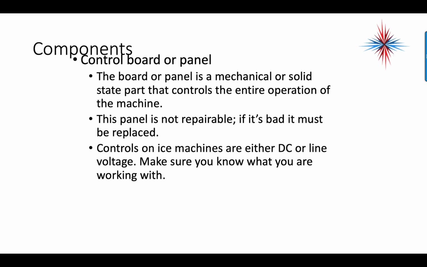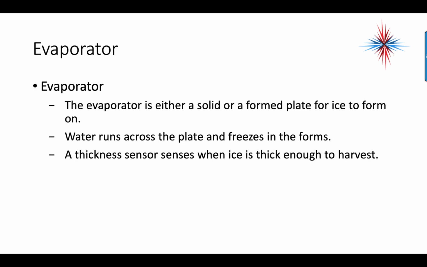We'll usually have a control board or a control panel. The board or panel is a mechanical or solid-state part that controls the entire operation of the machine. The panel is not repairable. If it's bad, it must be replaced. Controls on the ice machine are either DC, direct current, or line voltage. Make sure you know which you are working with when you service a machine.